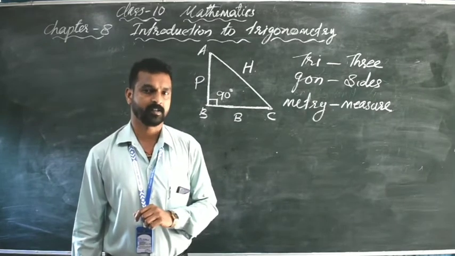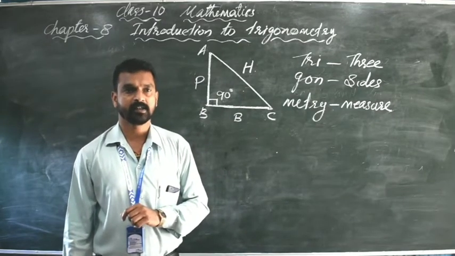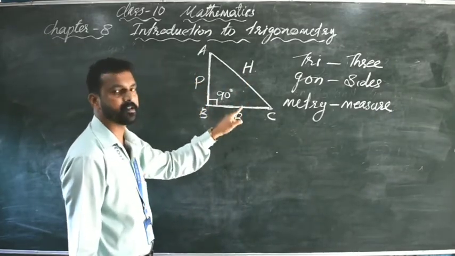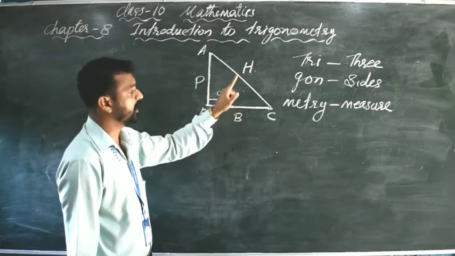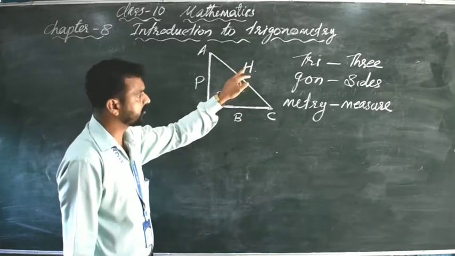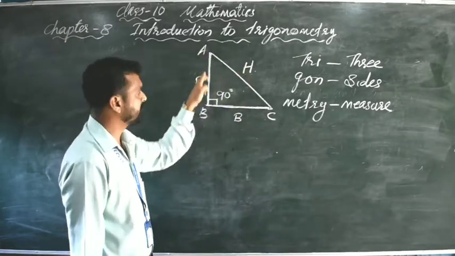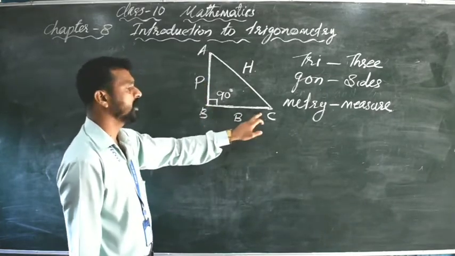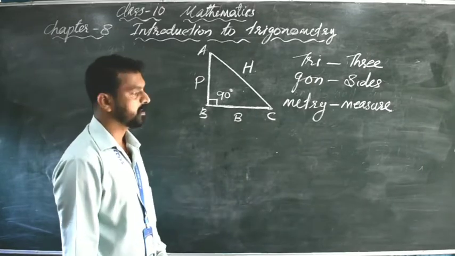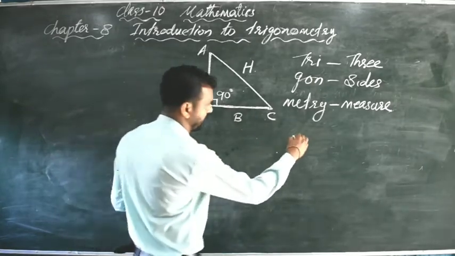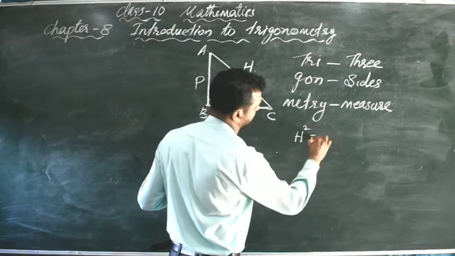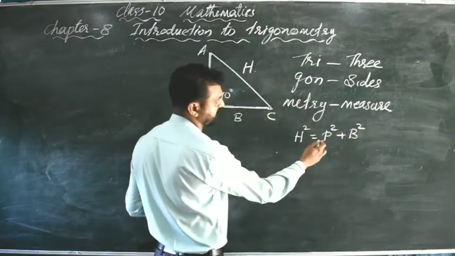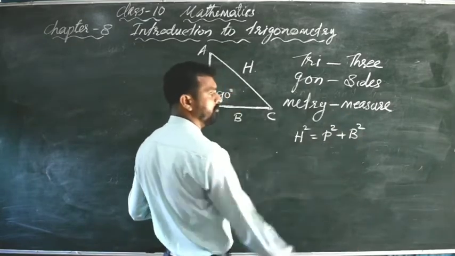What is Pythagoras Theorem? In a right angled triangle, the square of the hypotenuse is equal to the sum of the squares of the other two sides. Which are the other two sides? Perpendicular and base. Then earlier you have studied this way, that is hypotenuse square is equal to perpendicular square plus base square.